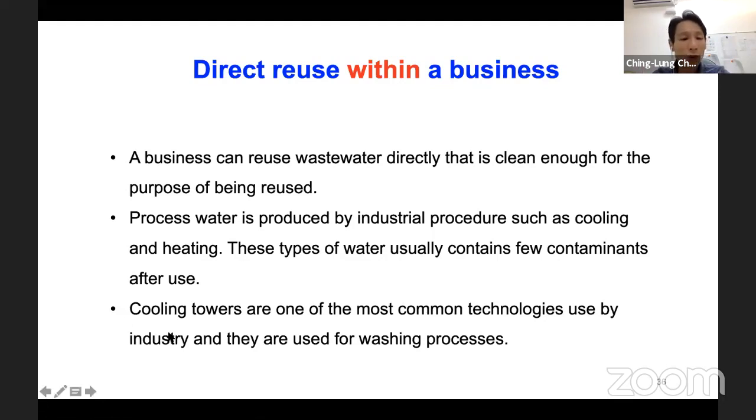Okay, and then cooling towers are one of the most common technologies used by industry, and they are used for washing processes. So the manufacturers treat the wastewater and recycle it. They can use this treated water to wash, for example, their product or clean the surface of the material.